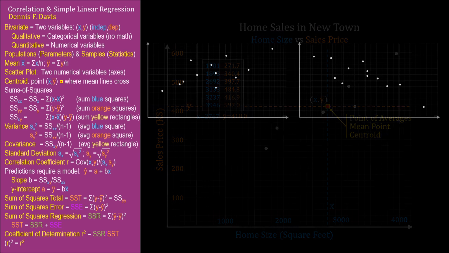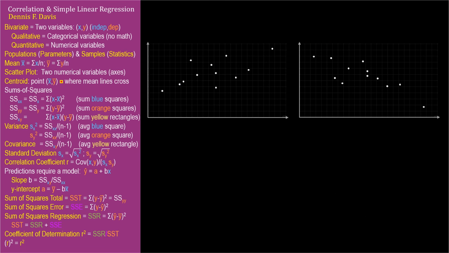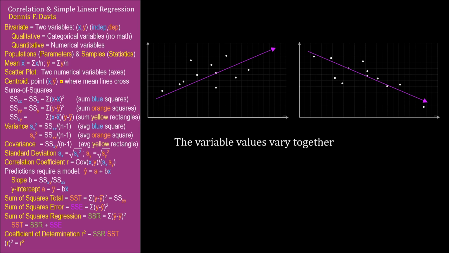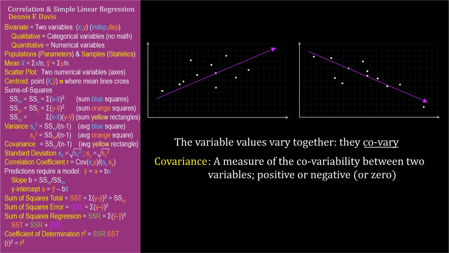Next, if there's a relationship between two numerical variables, then we'll see a pattern in the scatter plot. We've already seen two patterns or trends in our preview: upwards and downwards. The trends tell us that the two variable values vary together. In other words, they co-vary. And our next vocabulary word is covariance. Covariance is a measure of the covariability between two variables, and it can be positive or negative, or maybe zero.